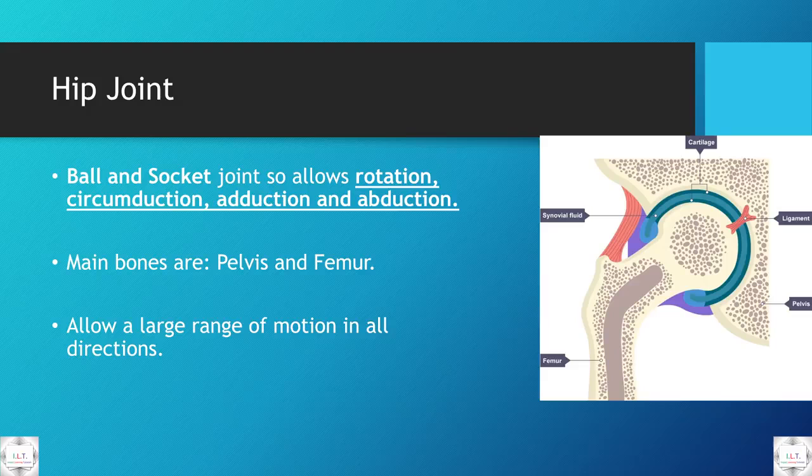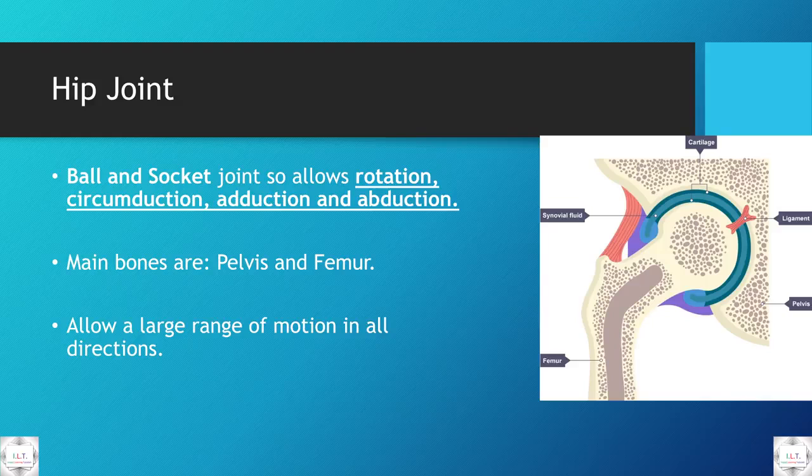Now, the third main joint that you need to know is the hip joint. Now, the hip joint is a ball and socket joint. This is completely different to a hinge joint because it allows rotation, circumduction, adduction and abduction to take place. So clearly you can see there it allows a much greater range of motion. So if you're making your own revision notes, you should see that where a hinge only allowed flexion and extension, the ball and socket allows a much greater range of motion.